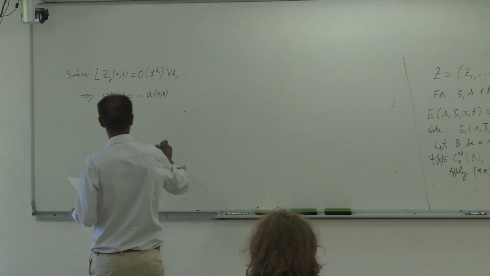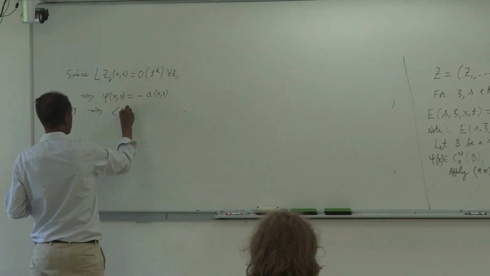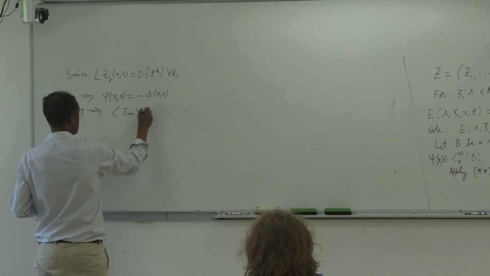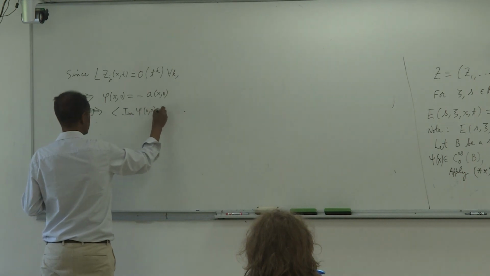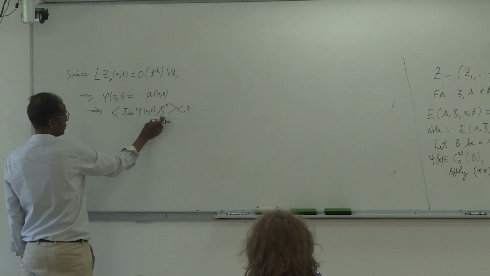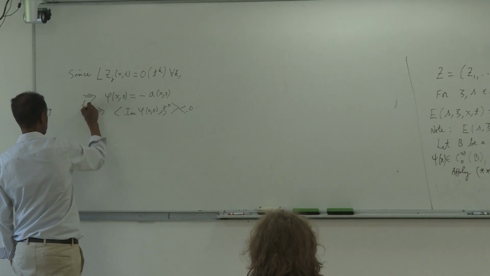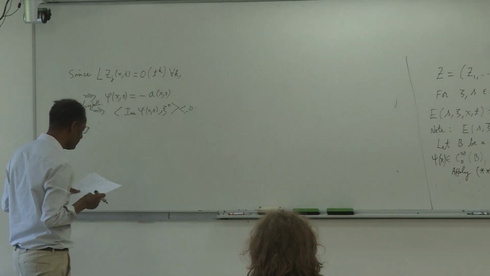Now, using the assumption, this means that the imaginary part of phi of (0, 0) inner product C naught is negative, because the assumption was that the imaginary part of this dot C naught was positive. Using the hypothesis, this was one of the hypotheses.